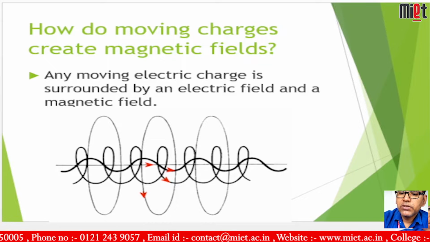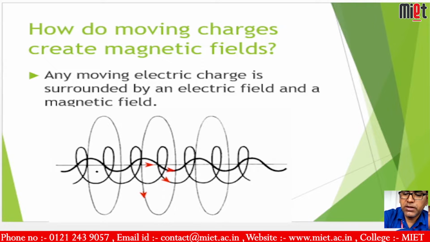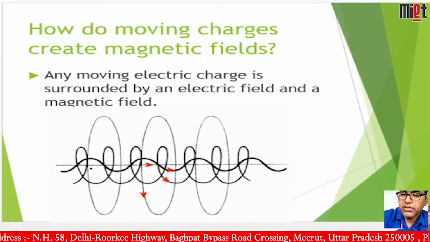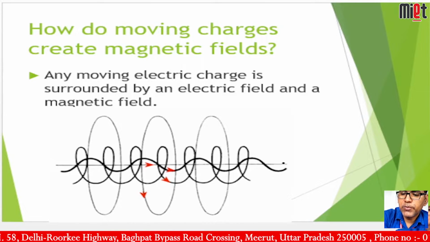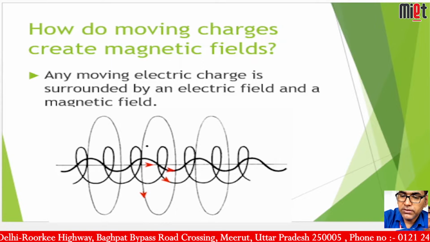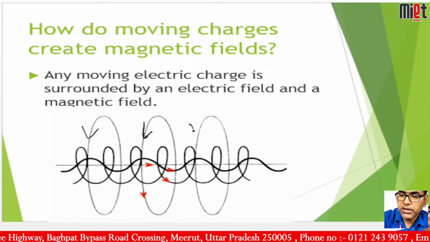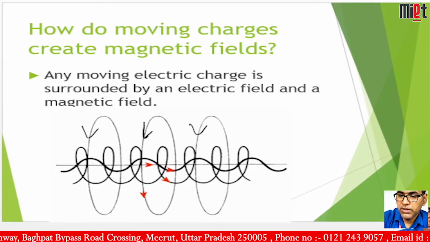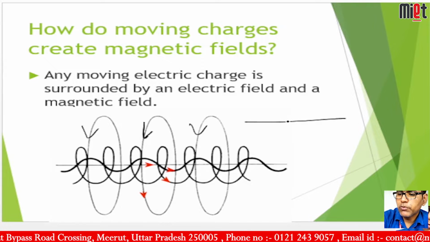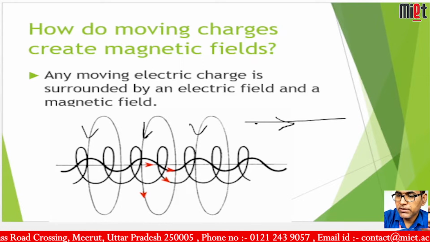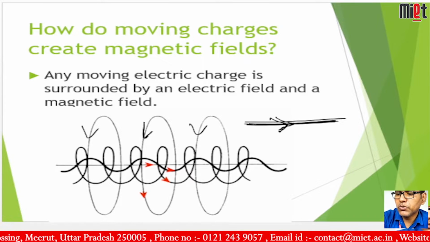Now in this slide, you can see that there is a moving electric charge. A charge is moving along this line, and I have told you that a moving charge produces electric field as well as magnetic field. In this diagram, the direction of magnetic field has been given by circles. These circles represent the direction of the magnetic field. The direction of magnetic field can be found by the right hand thumb rule. Suppose a positive charge is moving in this direction, then there will be current in this direction, because movement of charge gives rise to current.